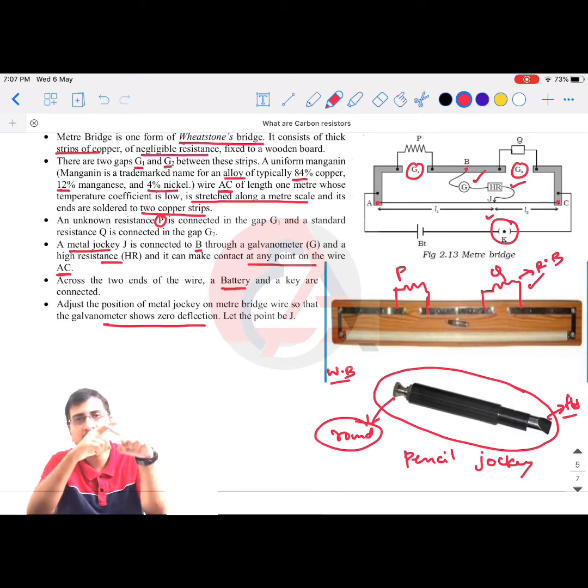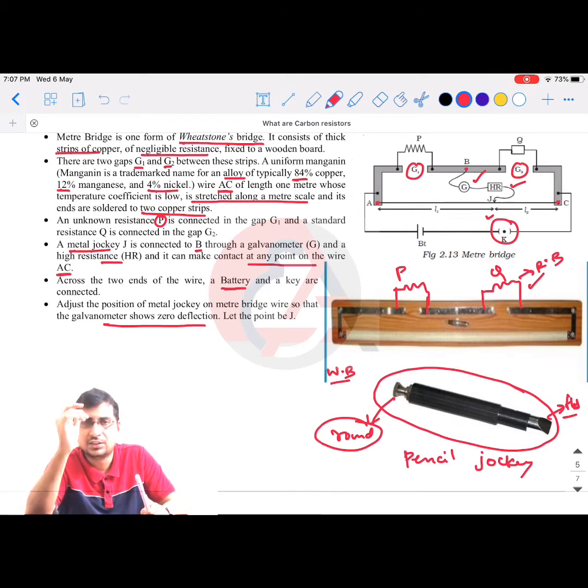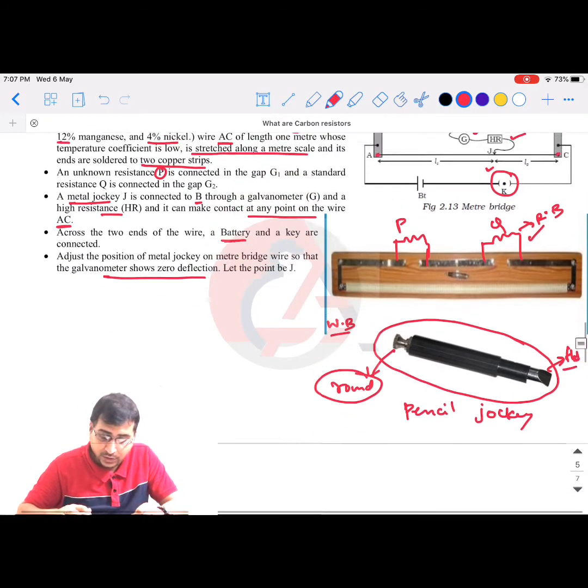So as you keep moving the jockey on a real time basis on the manganin wire, you can move at different points. When you move, you can stop at a particular point where the galvanometer will show exactly zero deflection. It will exactly come and stop. So that point is called the balance point. So when the balance point is achieved, then you can calculate the unknown resistance P according to this equation easily. Let's see how it is calculated.